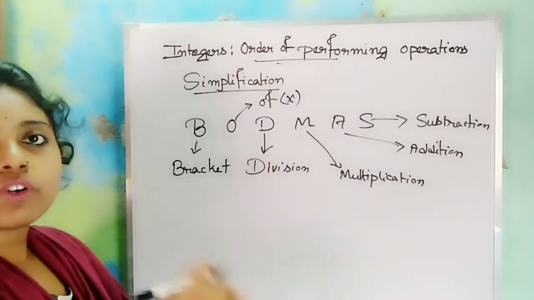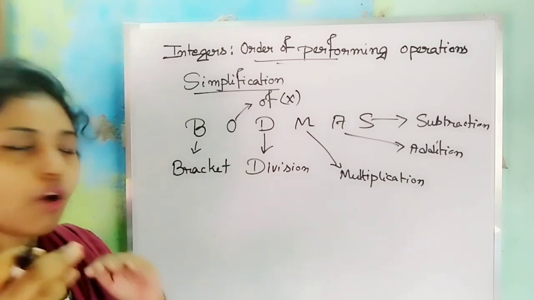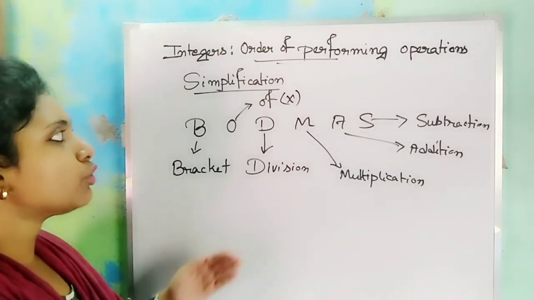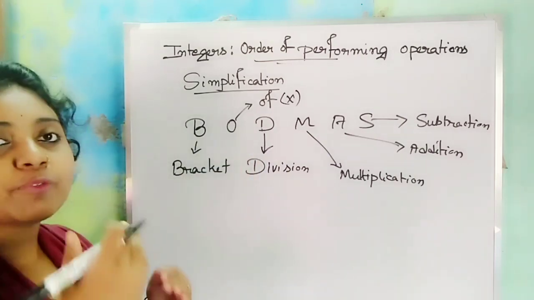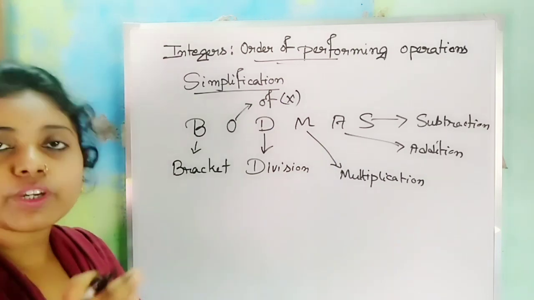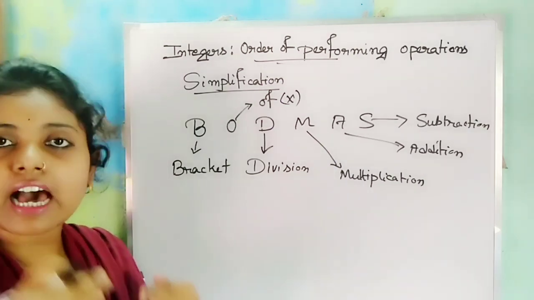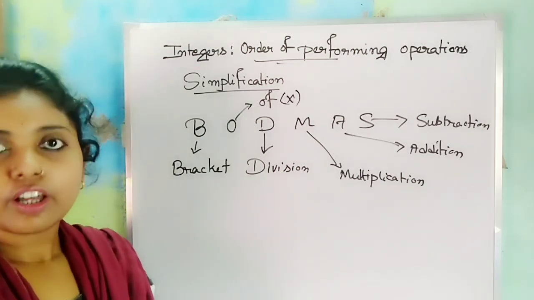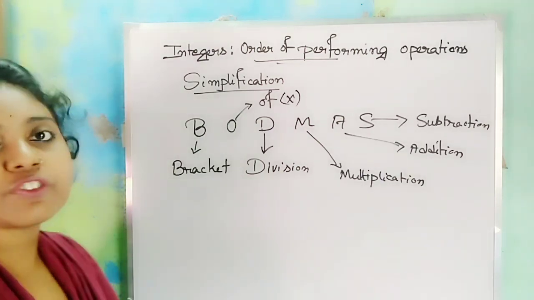So at first we have to do the operation in the bracket. Next we have to do of. Next we have to do division. Next we have to do multiplication. Then we have to do addition, and the last operation is subtraction.